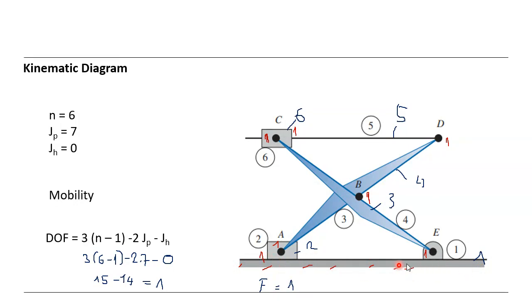Okay, understood. This is ground because I fixed it. We have to fix it to the ground. So we need a member or link to fix the mechanism somewhere, and that we call grounded. I got it. Thank you. Okay, you are welcome.